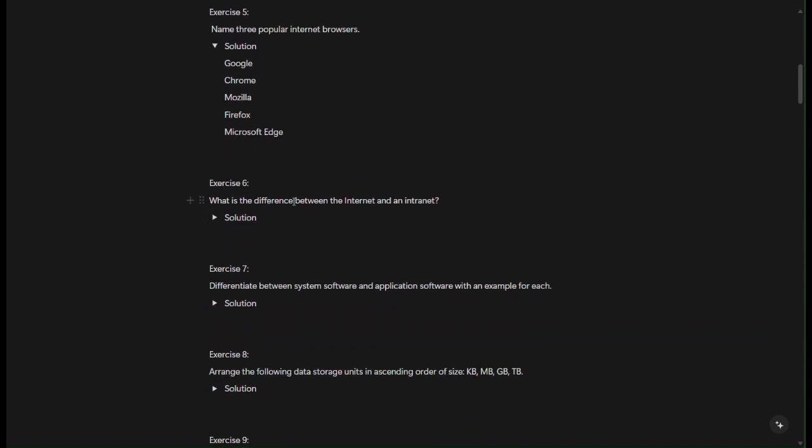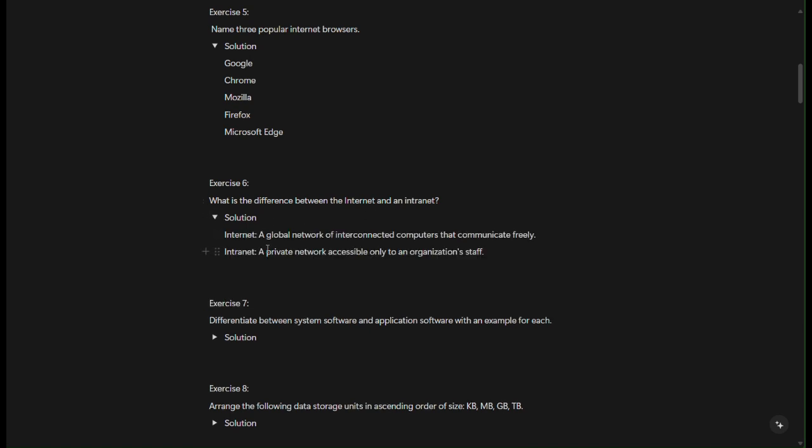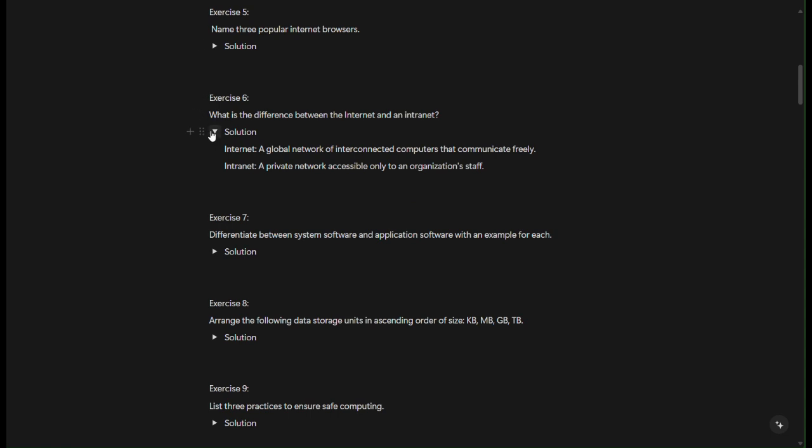6. What is the difference between the internet and the intranet? The intranet is a private network, but the internet is a global network of interconnected computers that communicate freely. This is the difference between them. The internet is a global network of interconnected computers that communicate freely. The intranet is a private network accessible only to an organization's staff. This is the difference between the internet and the intranet.